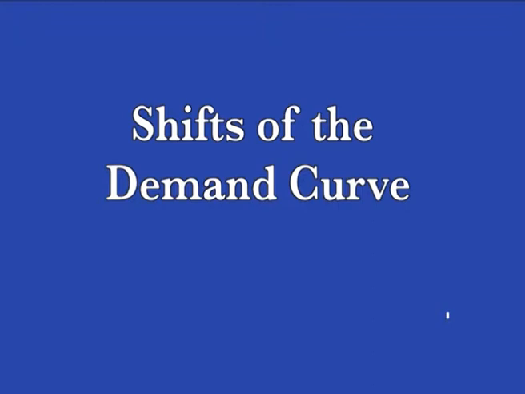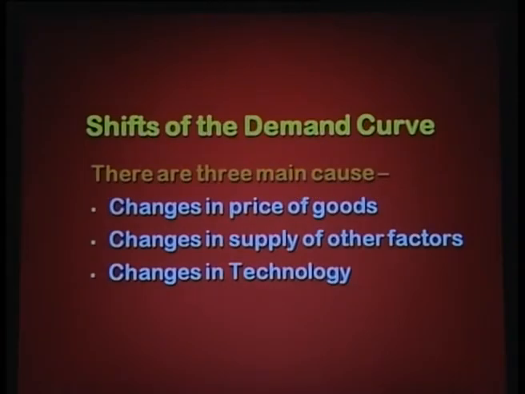Now, we will talk about the factors which determine the shifts in the demand curve. There are three main causes of shift of the demand curve: changes in the price of goods, changes in the supply of other factors, and changes in technology.